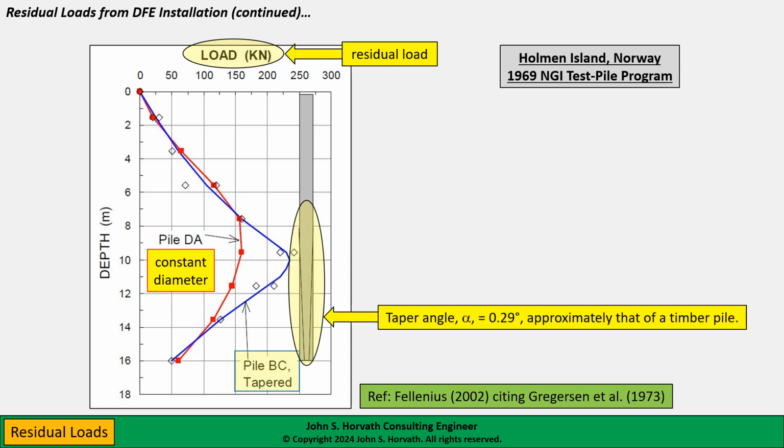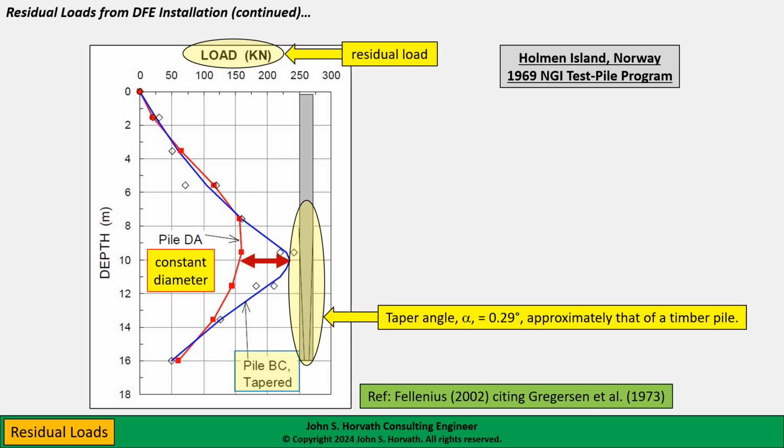Pile BC in the NGI test program, the upper 8 meters was constant diameter, but the lower 8 meters was tapered. The taper angle was very modest. It was only about 0.3 degrees of angle, which is approximately that of a very typical timber pile, at least here in the United States. And I suspect Norway at the time, which is perhaps one of the reasons why they happened to choose this taper angle. So the only difference between these two piles, they were both 16 meters long, is that for pile BC, the lower portion was tapered.